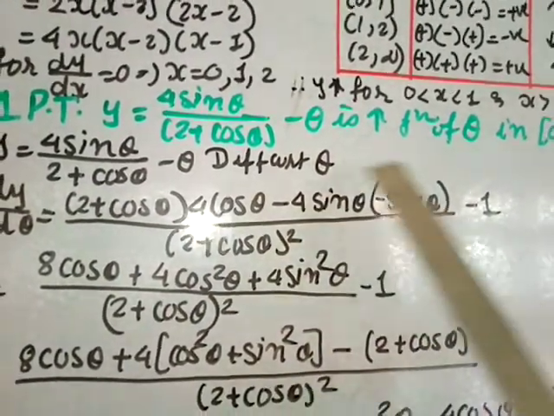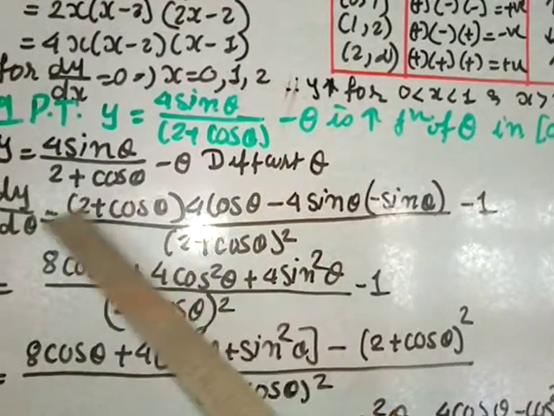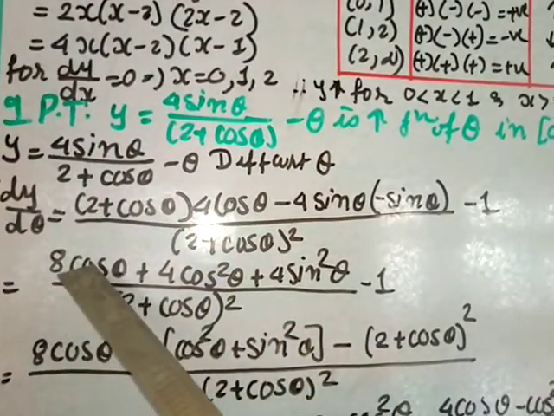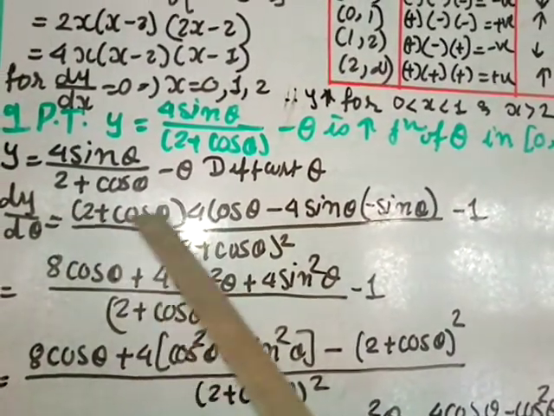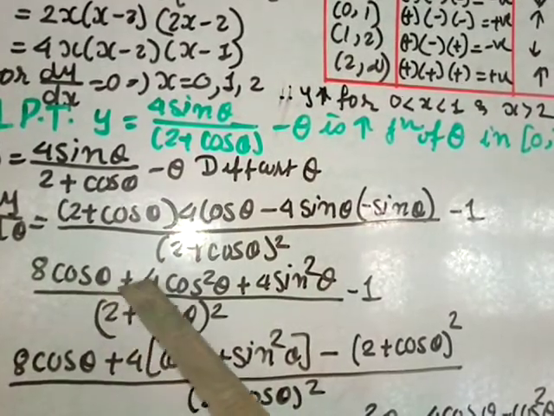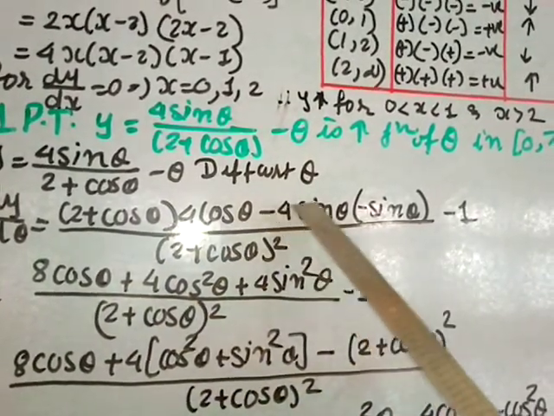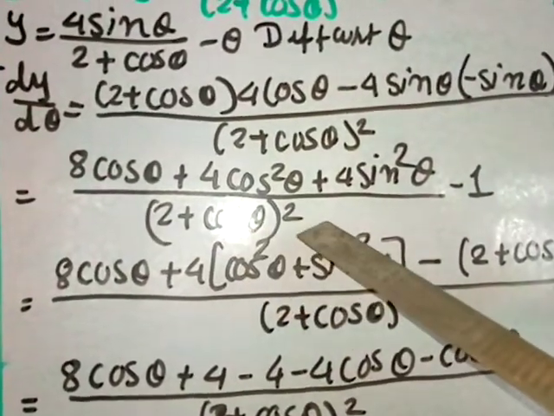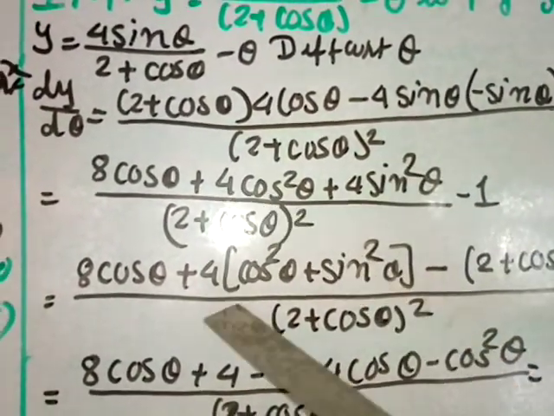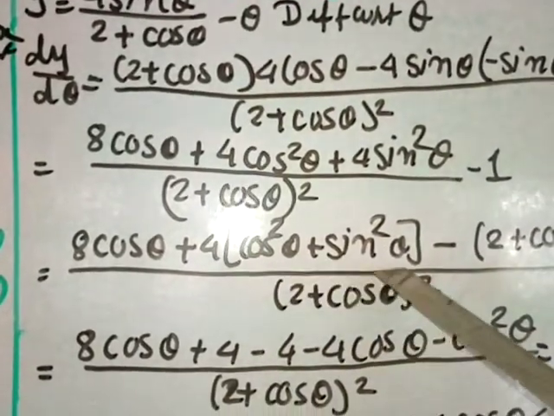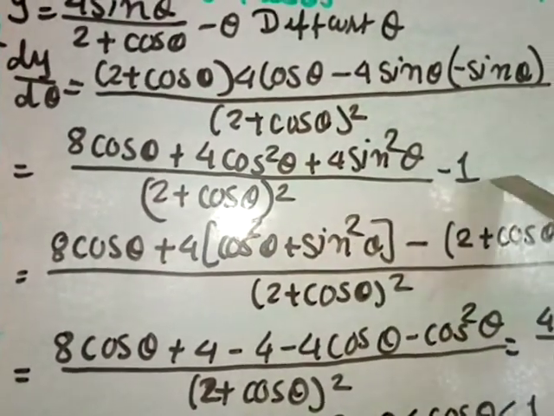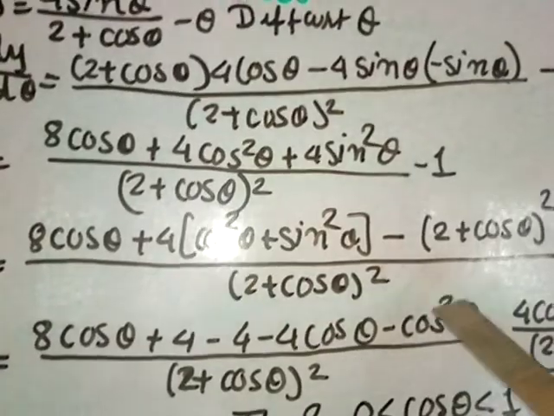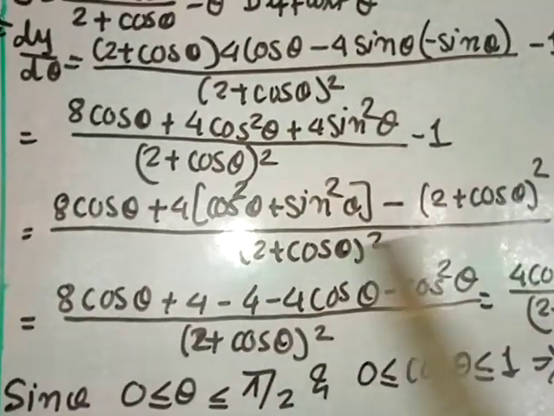and for this the denominator is (2 plus cos theta) whole square. Simplify, I'll open this bracket: 2 into 4, 8 cos theta, 4 cos square theta, minus minus plus 4 sin square theta, minus 1 times (2 plus cos theta) whole square. This, if I take 4 common, cos square plus sin square is 1, and this I am taking LCM and multiplying here, and then I will expand this also and then simplify.